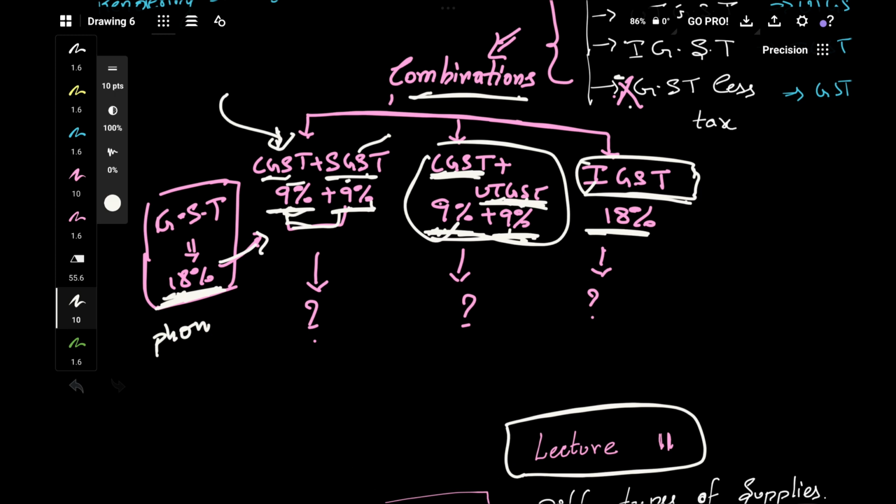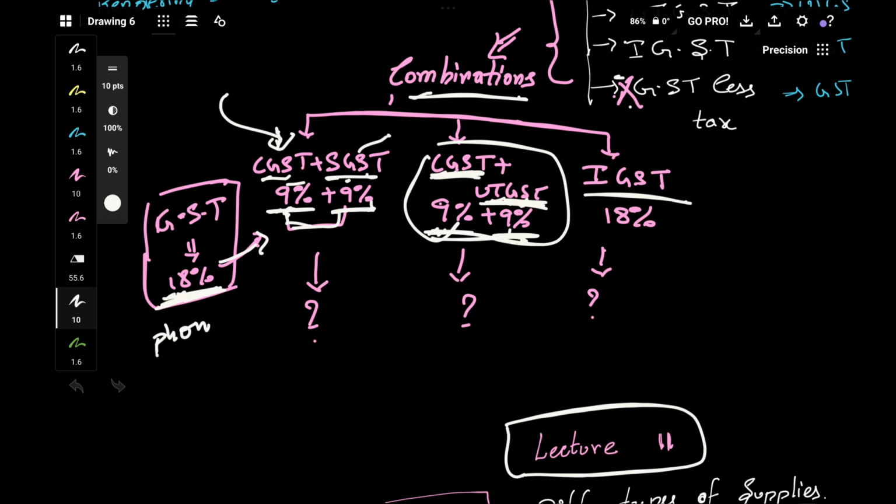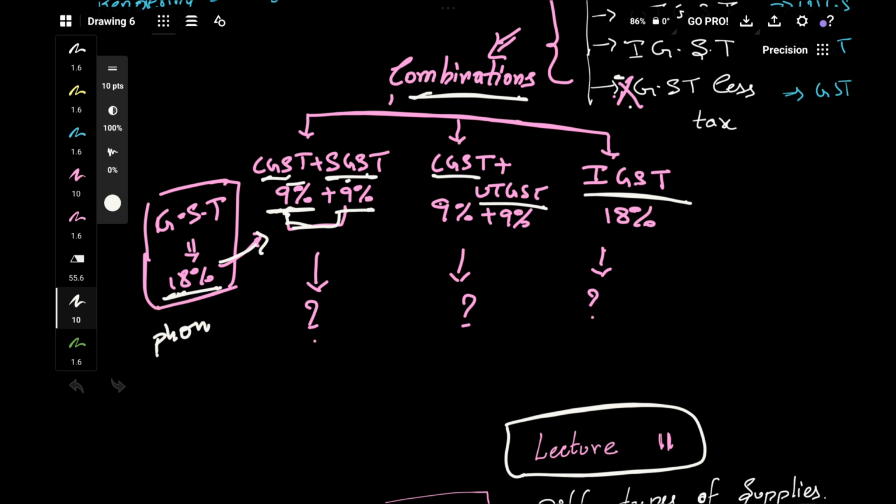So we have known how these taxes are levied, the different combinations of taxes. But on which kind of transaction does each combination apply? That's what we are going to learn in today's class. So let's start with our class, that is our topic number 14.